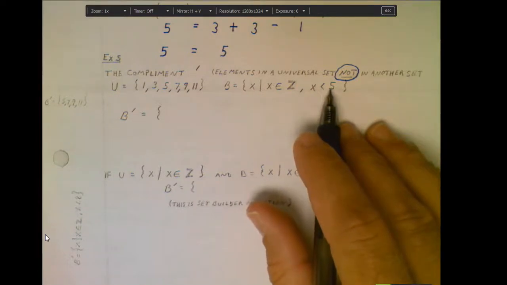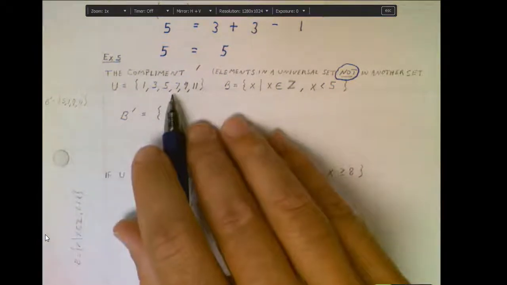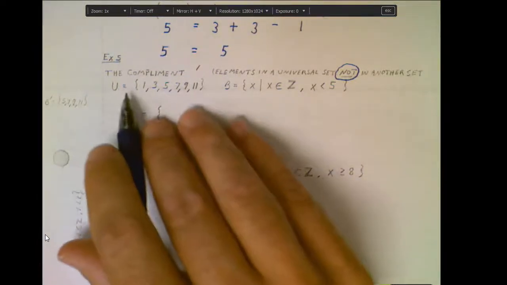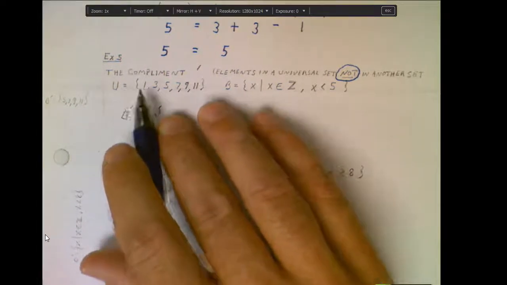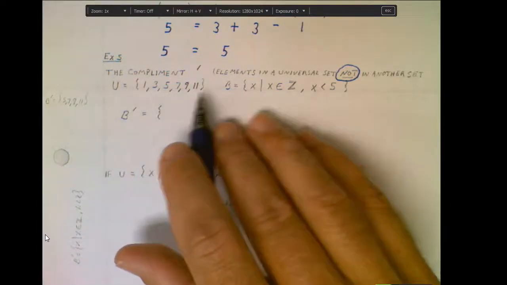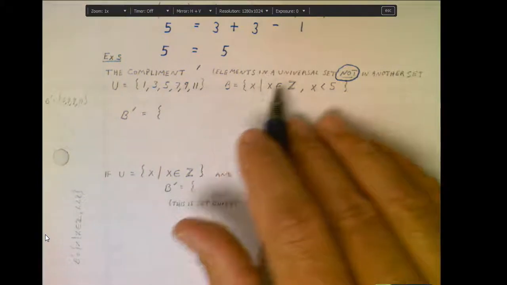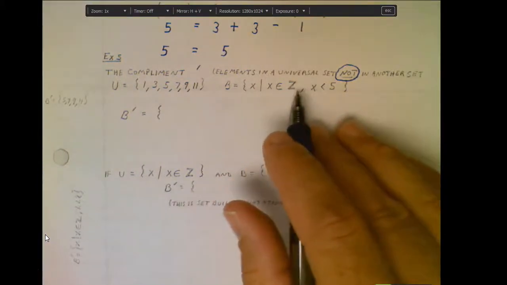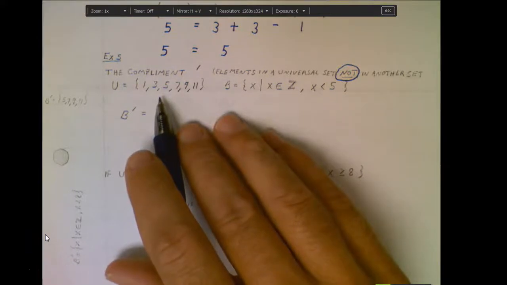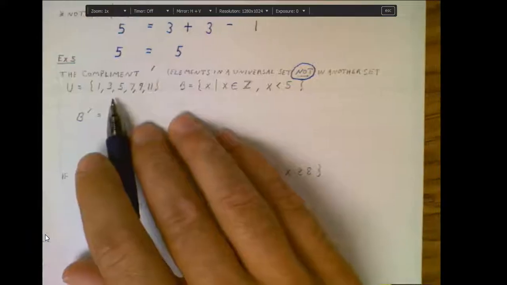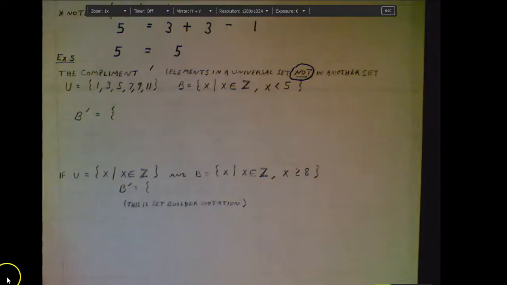So if I took a look at the integers less than 5, really important that we understand right here that this is the universal set. When you're given a universal set, this is the universe for this problem. So when it comes to listing the elements of set B, I can only look at the numbers that are in the universe for this set. So let me show that really quickly with a Venn diagram.